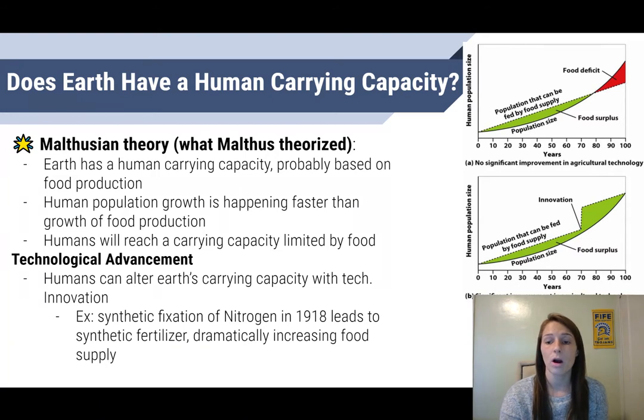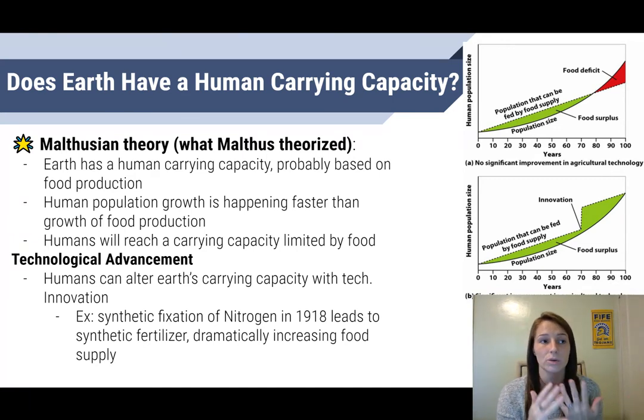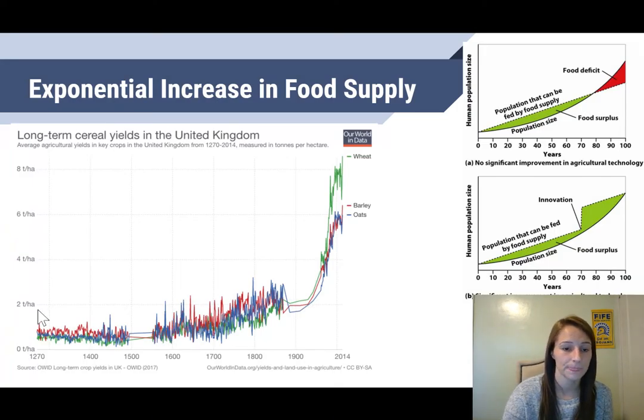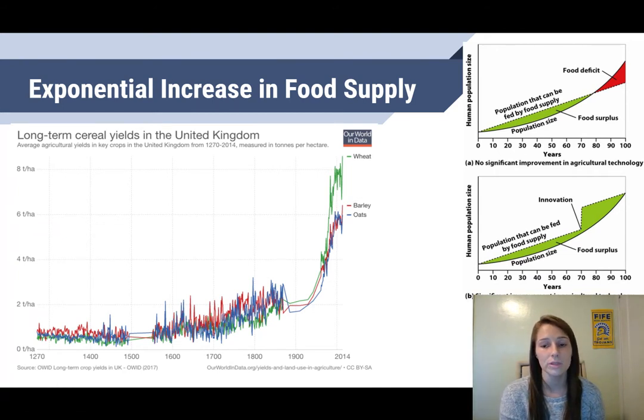And so we are pushing off the potential for when we're going to reach that carrying capacity, especially given that it's limited by food, because most economists and biologists do believe that food is going to be our limiting factor here on Earth when it comes to the carrying capacity of humans. So if you look at this diagram here, it shows us how we can have exponential increases in our food supply through these technological advances.